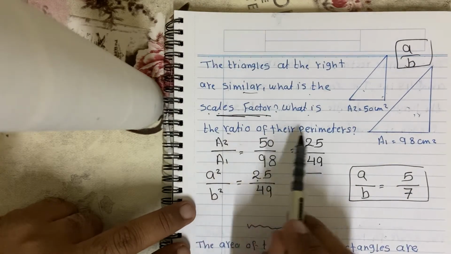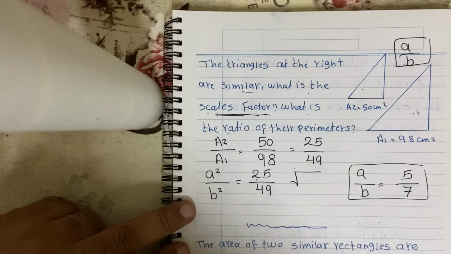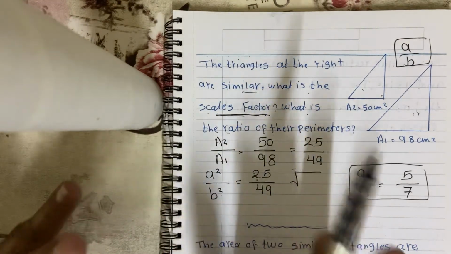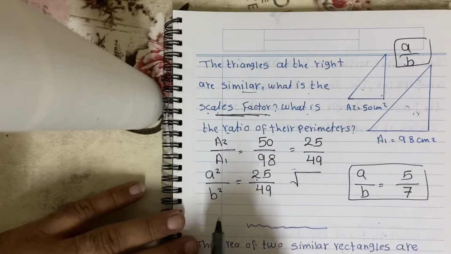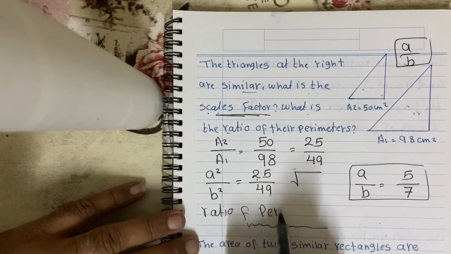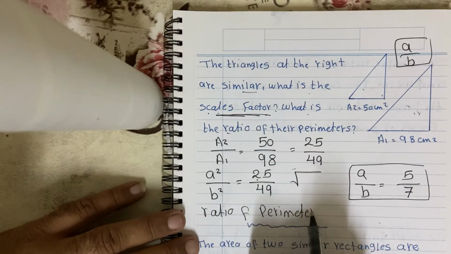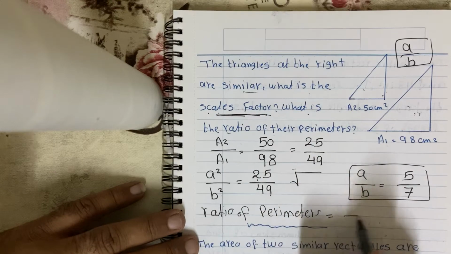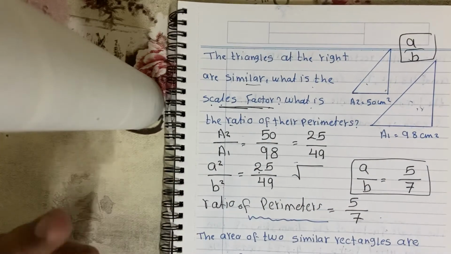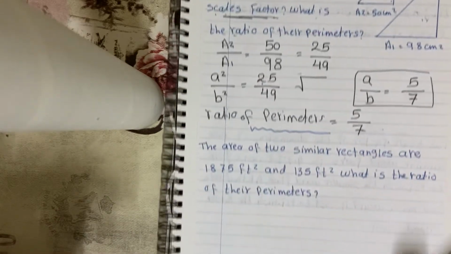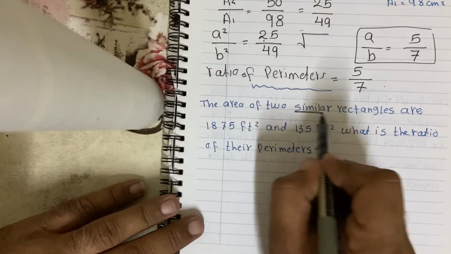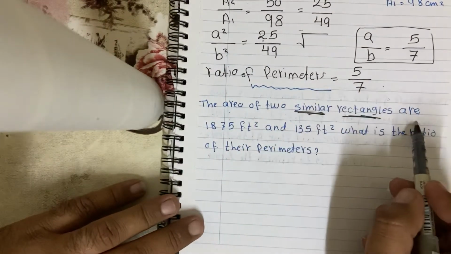What about the ratio of their perimeters? I told you yesterday that the ratio of the perimeters is exactly like the scale factor. So the ratio of perimeters equals also 5 over 7. It doesn't change. The scale factor is like the ratio of their perimeters. Another exercise.